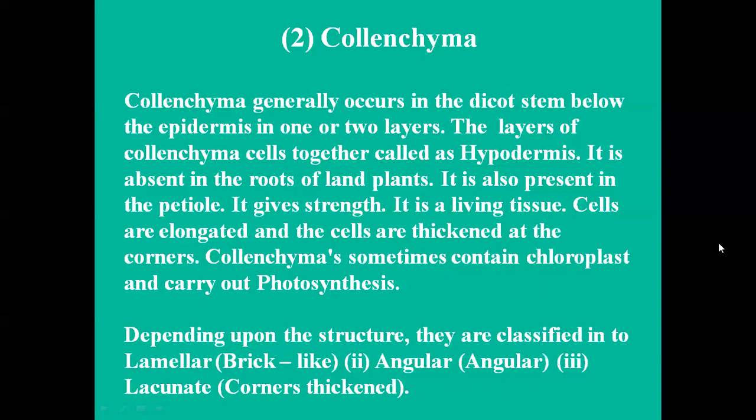Cells are elongated and the cells are thickened at the corners. Collenchyma sometimes contain chloroplast and carry out photosynthesis. Depending upon the structure, they are classified into lamellar, that is brick-like, angular, that is angular, lacunate, corners thickened.